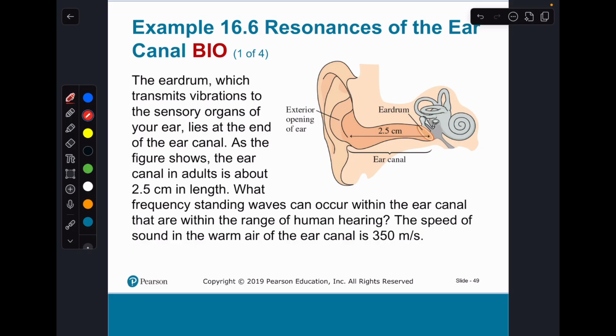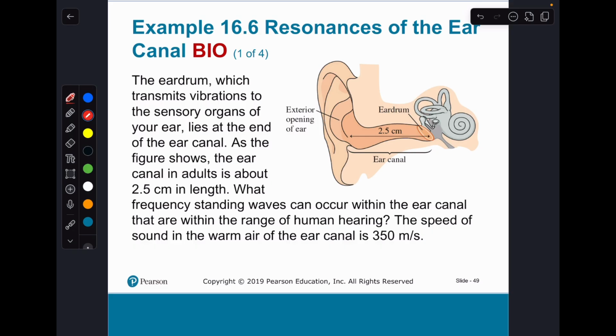And so they give us the velocity of sound in the warm air of the ear canal, right? Because inside your ear canal, inside your body, you are not at room temperature or else you'd be dead, right? You are a little bit warmer than that. And so instead of 343 meters per second, the velocity of the air in your ear canal is about 350. It's a little bit higher.